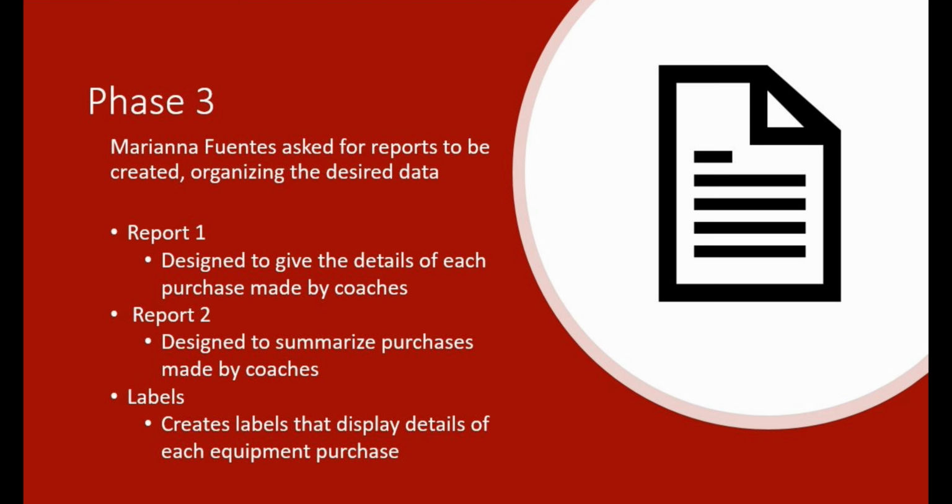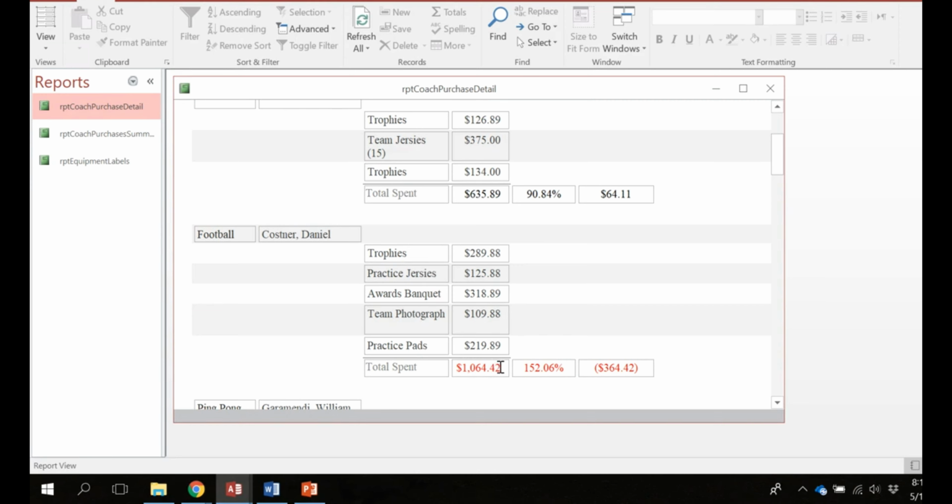So for this report, it's grouped by the sport, and it shows the sport, the coach's name, and all of the purchases made by the coach. Right here it has the amounts of each purchase and the total spent down here at the bottom. Also, we have the percent of the budget spent right here and the amount of budget remaining of the $700 allotted to each team. Also, a way that the report was formatted was for coaches that spent over their budget, the amount was formatted in red, as you can see here.